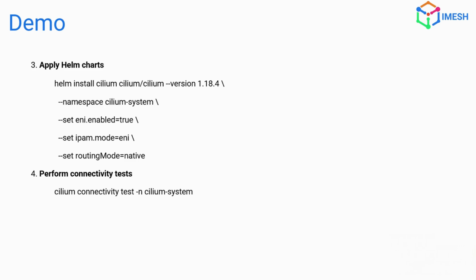Finally, we reach step 4, the connectivity test. To be absolutely sure everything is working, we run the Cilium connectivity test. This verifies network reachability across the cluster. So that concludes the theoretical overview.